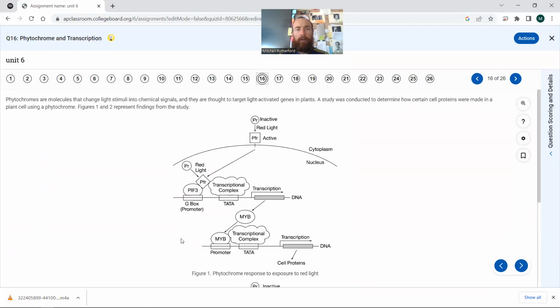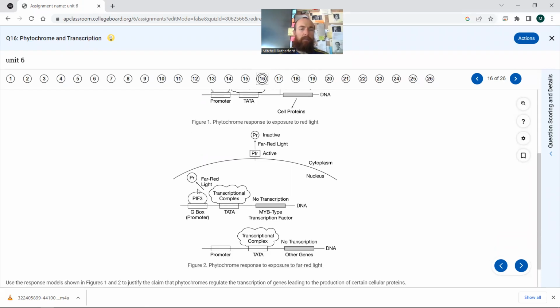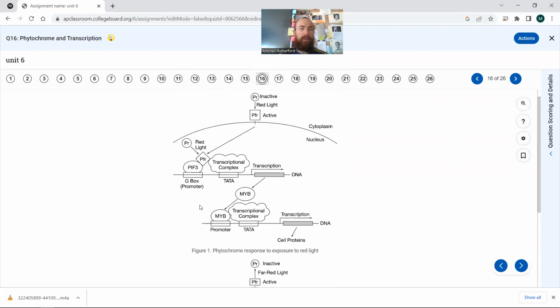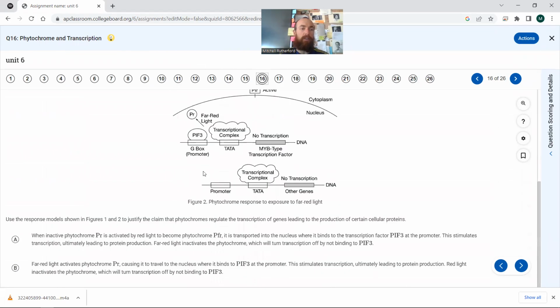Okay, hold on. PIF3 is there. No, PIF3 is bound both times. Here it is. Here it is. Okay, so PIF3 is not any different between the 2.